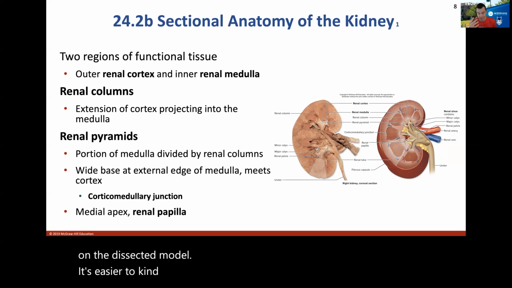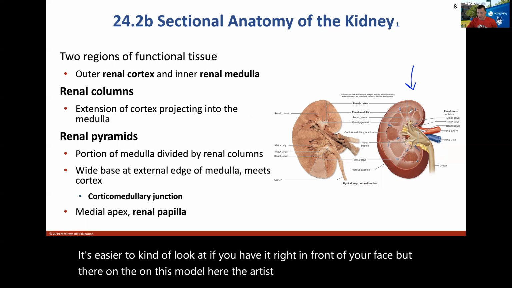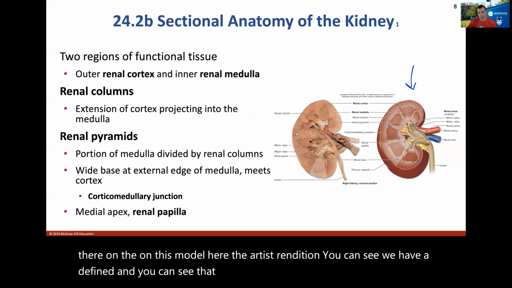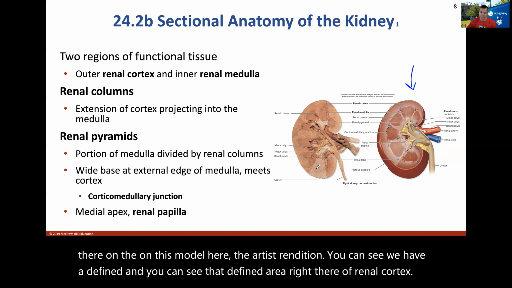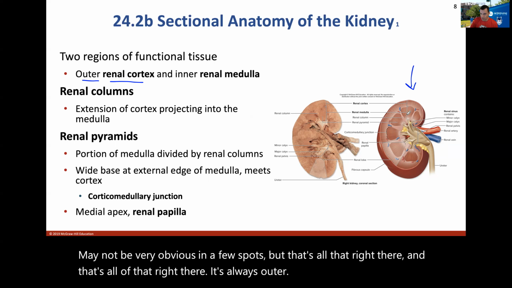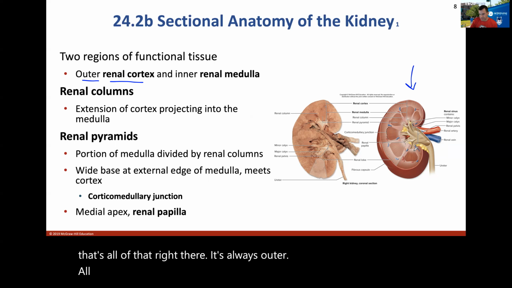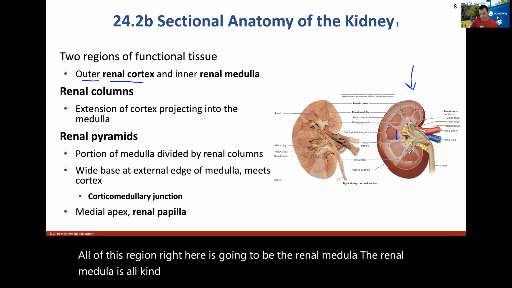But on this model here, the artist rendition, you can see we have a defined area right there of renal cortex, okay? May not be very obvious in a few spots, but that's all that right there, and that's all of that right there. And it's always outer. All of this region right here is going to be the renal medulla, okay? The renal medulla is all kind of this region right in here. It's the middle part.